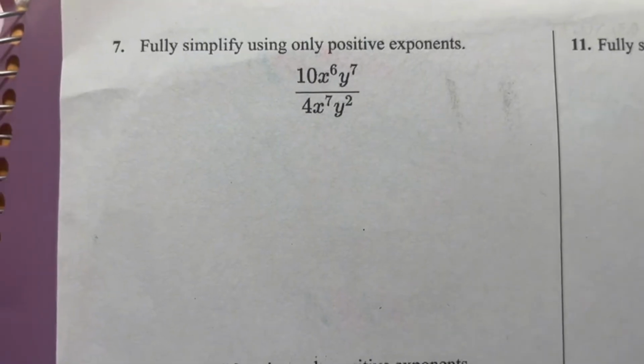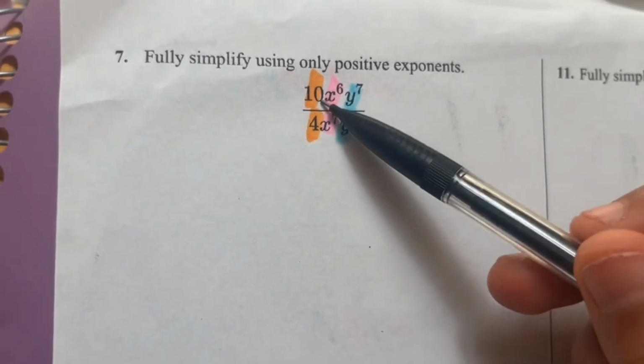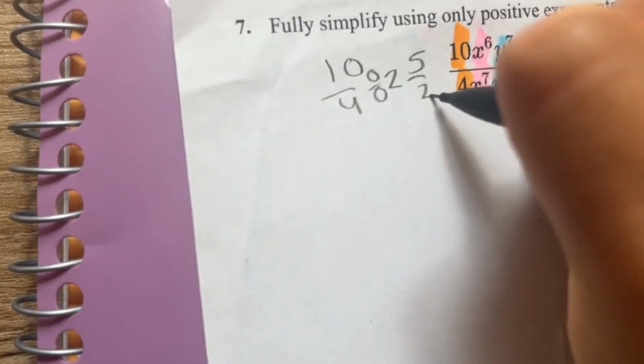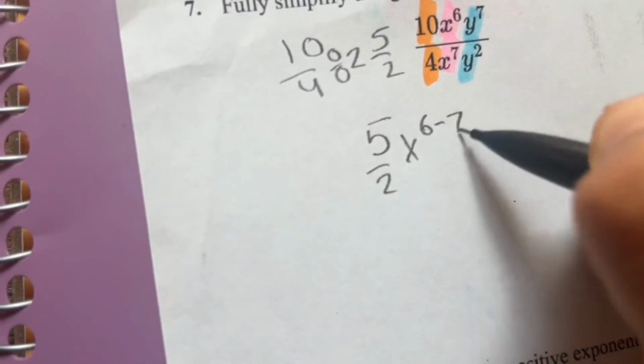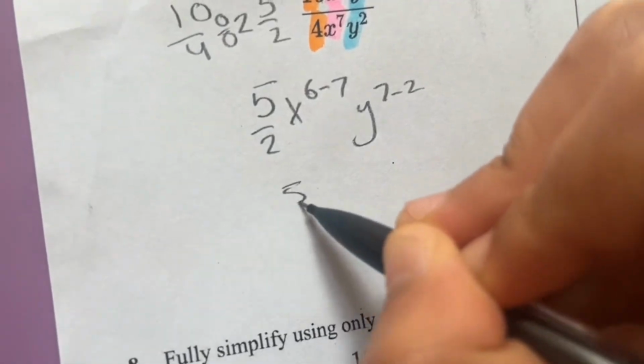Number 7 is for you to try on your own. Pause the video. Again, we can see that 10 and 4 can be reduced. Obviously, it's going to be divided by 2, so 5 over 2. And let's start: 6 minus 7 for x, and 7 minus 2 for y. We can do it like this.